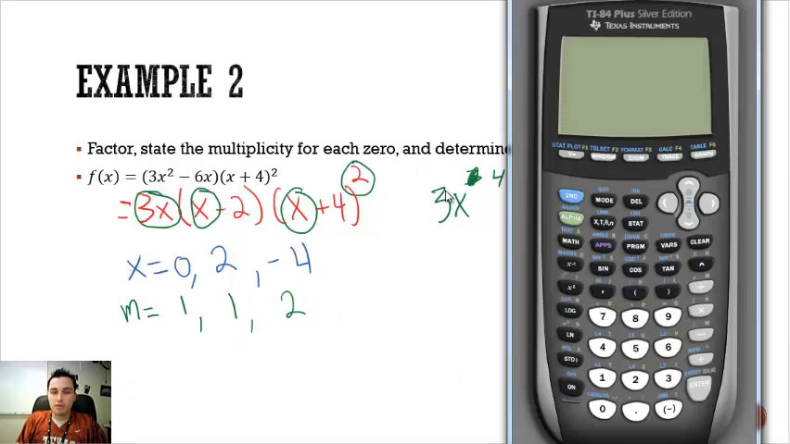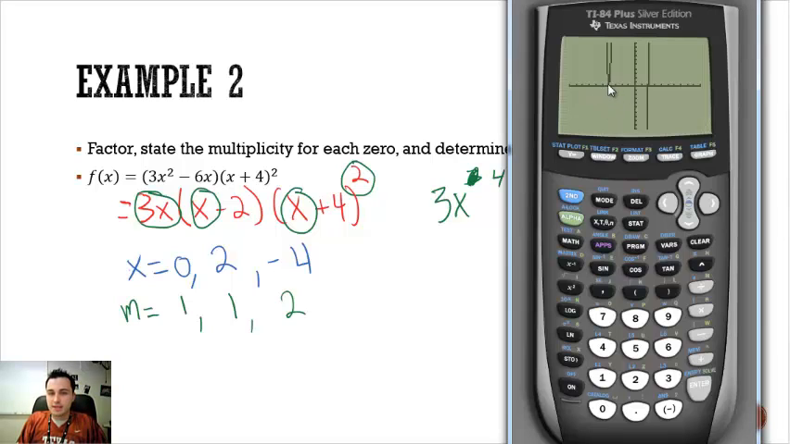I'm going to show that real fast, showing the actual aspect of it crossing or bouncing. I'm going to type in the original problem here: 3x squared minus 6x, and then times x plus 4 squared. Now the graph will probably be a little bit crazy looking here, right? We can't really see a whole lot on this.